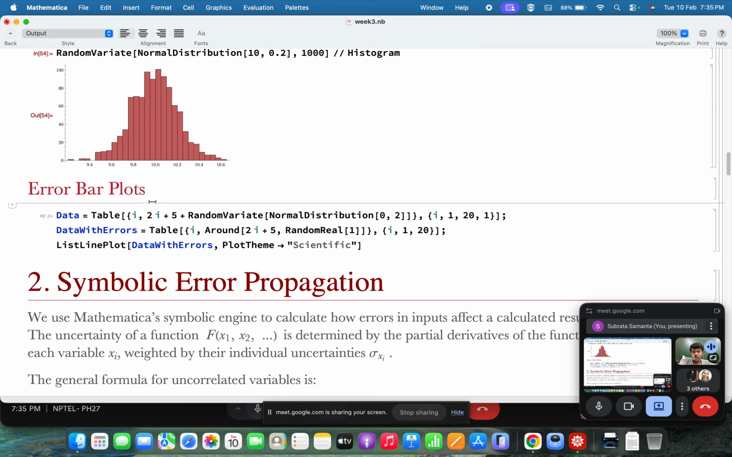So, now how to calculate the error bar. Let us say I generate the data from this data set, 0 mean and 2 standard deviations, and my data set is 2i plus 5. So, this is basically some straight line, and i goes from 1 to 20 with a step of 1. Right. So, can you tell me what the plot looks like?